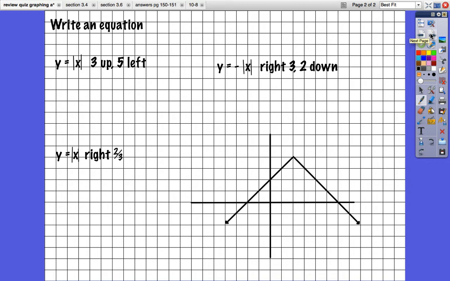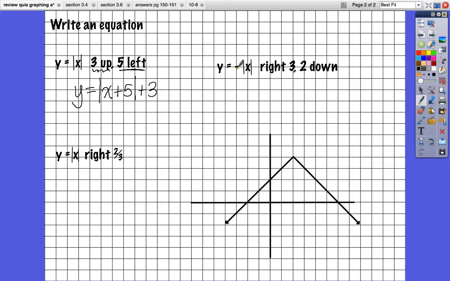All right, then these I'm giving you information about the graph. You have to write the inequality. So this one already tells you to use the absolute value, the positive absolute value function. Remember, anything left or right goes inside, anything up or down goes on the outside. So this equation is y equals absolute value of x. Since it says left 5, that's going to be plus 5. And then behind it will be a plus 3 to show the up 3.